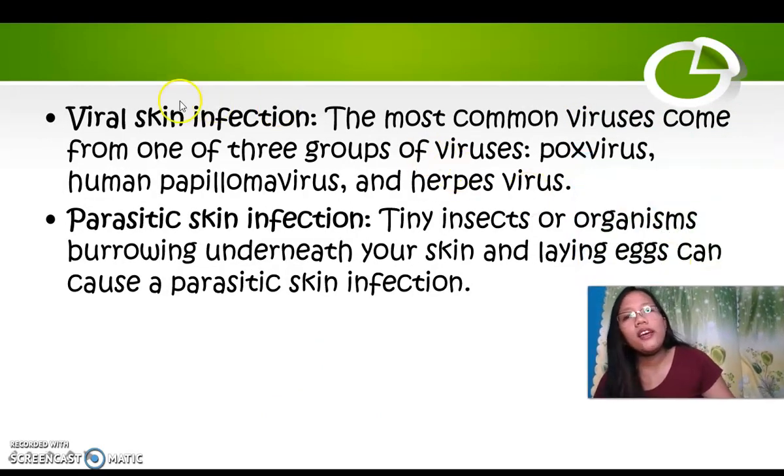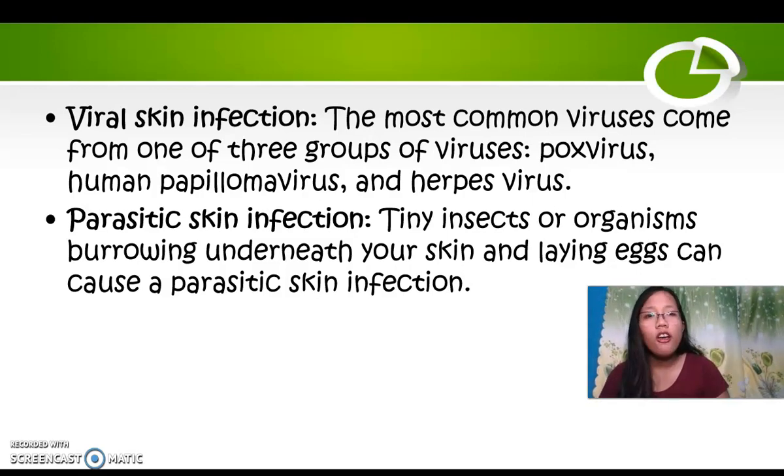And we have here the viral skin infection. The most common viruses come from one of three groups of viruses: pox virus, human papillomavirus, and herpes virus. For parasitic skin infection, tiny insects or organisms burrowing underneath your skin and laying eggs can cause a parasitic skin infection.